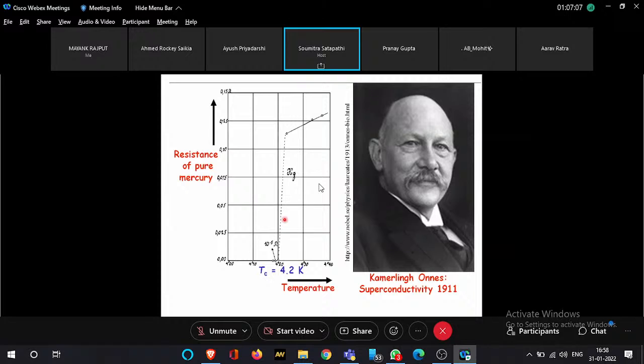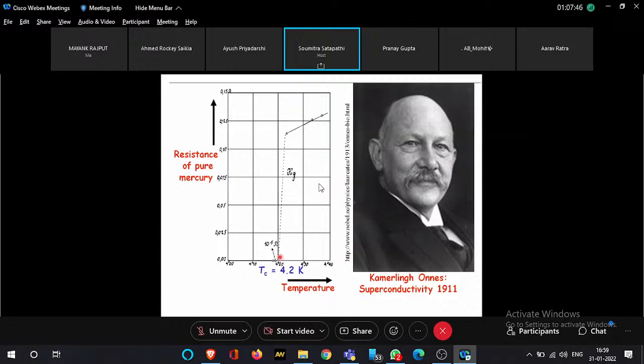But in 1911, Kamerlingh Onnes, while doing some experiments with mercury, found that when the mercury goes to near about 4.2 Kelvin, suddenly the resistance drops and becomes zero. Below that temperature, the mercury flows like a resistance-less liquid. So if something doesn't have any resistance, that means it is a superconductor. That gives the concept of superconductivity.